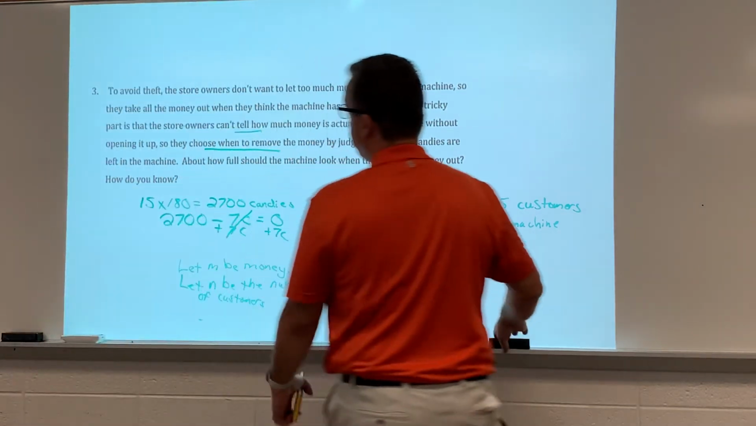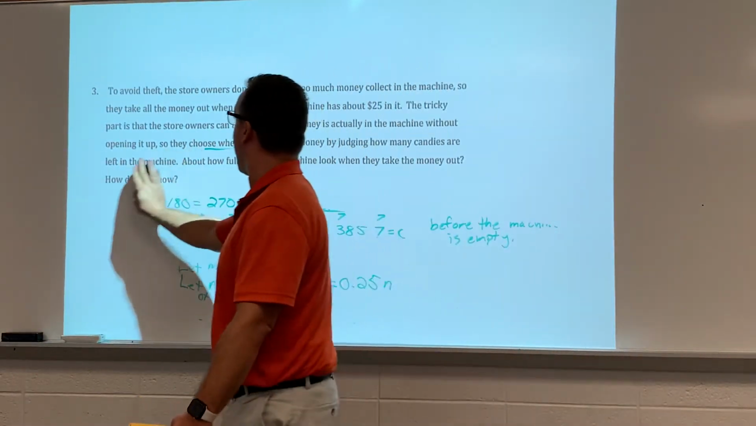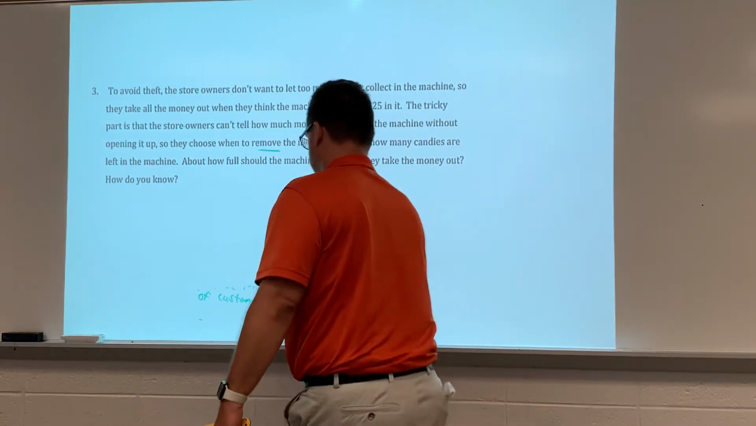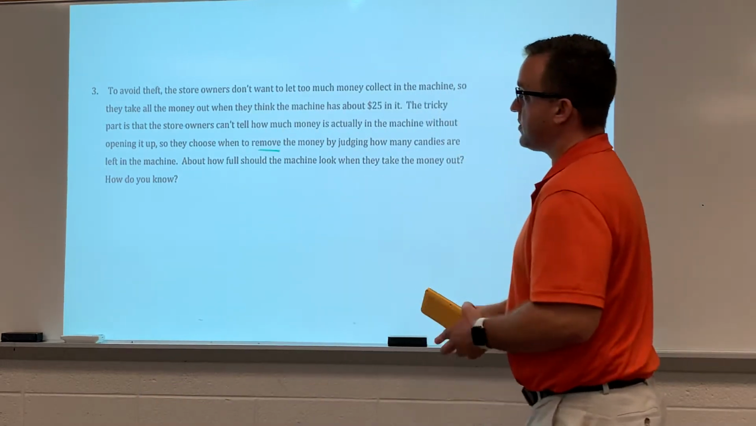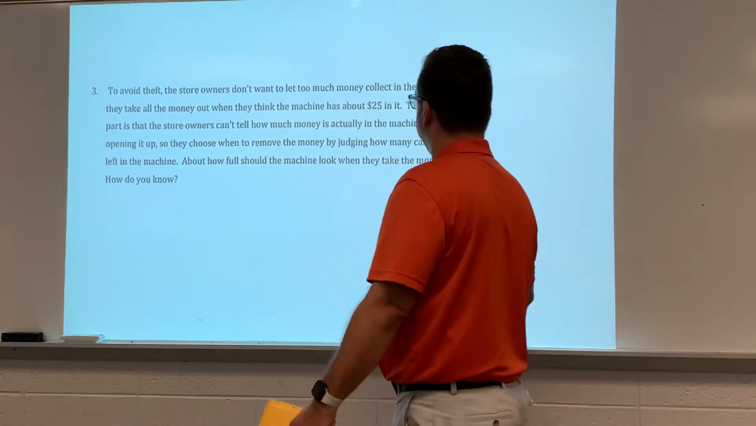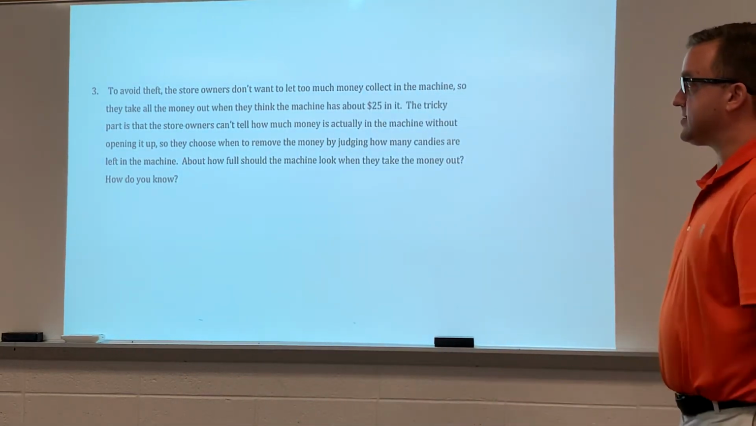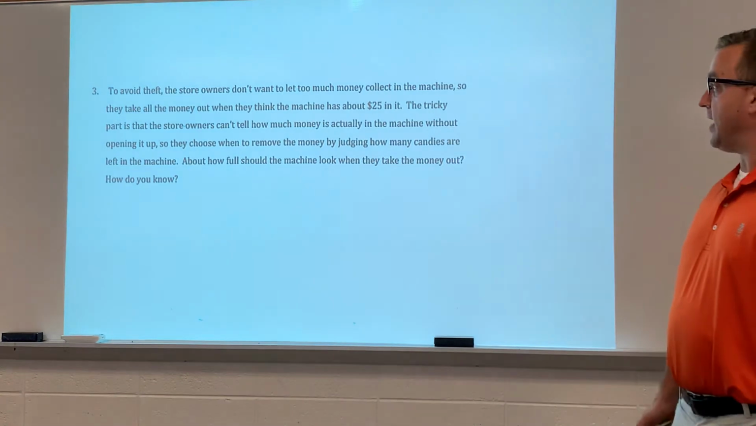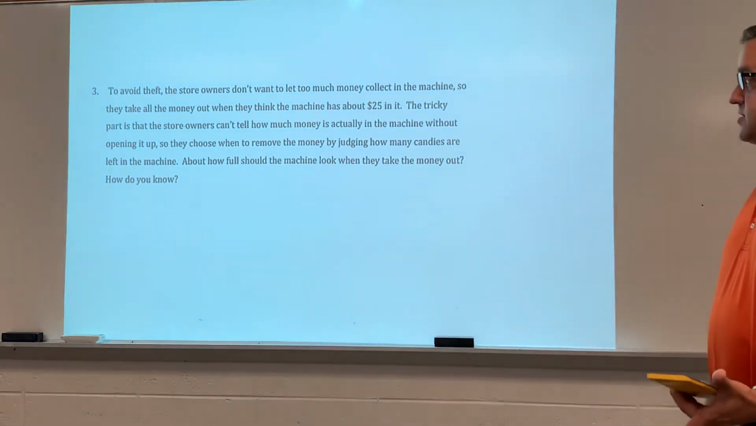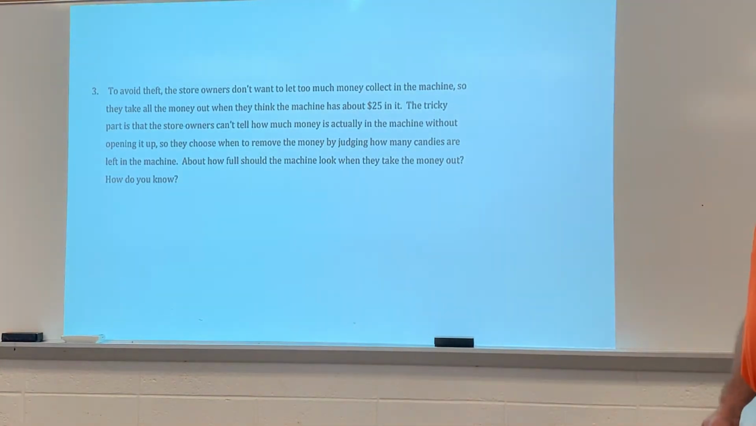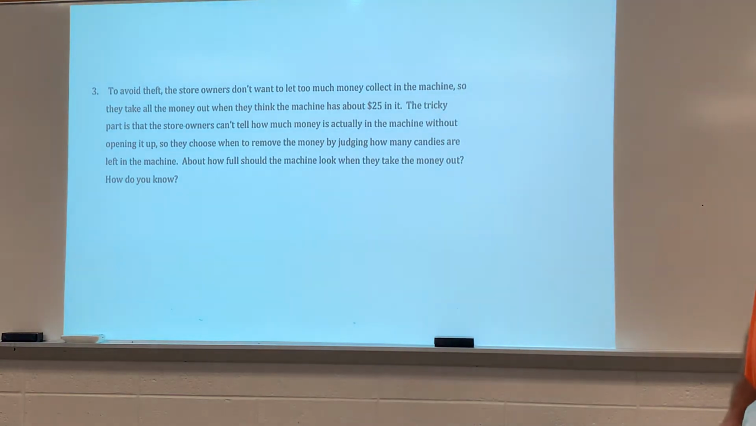Now, the store owners don't want too much money to be in the machine. So they take all the money out when the candy machine has $25 in it. The tricky part is the store owners can't tell how much money is in the machine without opening it up. So they choose to remove the money by judging how many candies are left in the machine. About how full should the machine look when the candy is taken out?